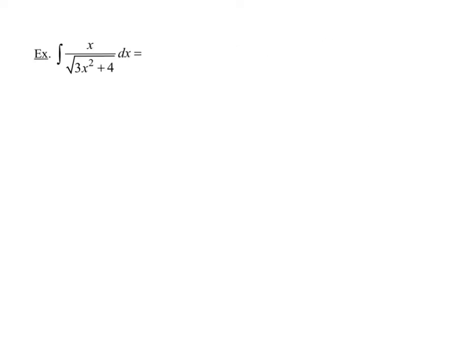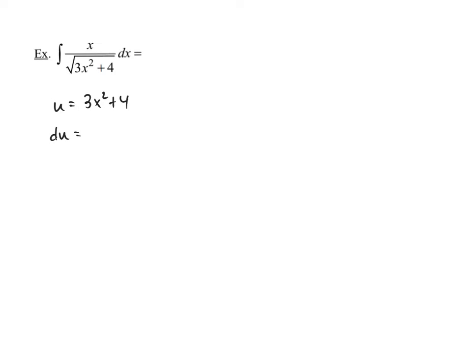Now this example is pretty similar to the last one. The only difference really is that the square root is in the denominator, but I again notice that I have a function inside of a function. I have a 3x squared plus 4 underneath a square root, and so I'm going to choose that to be my u. You're always choosing the inside part to be your u.